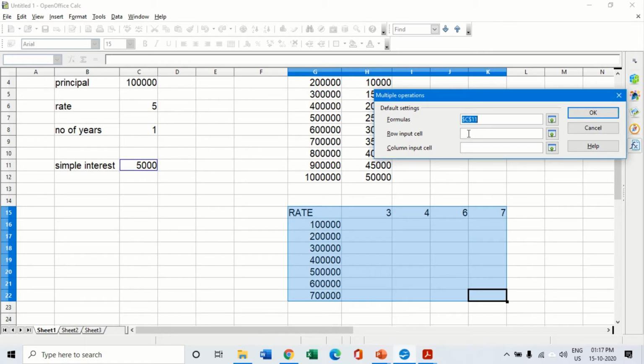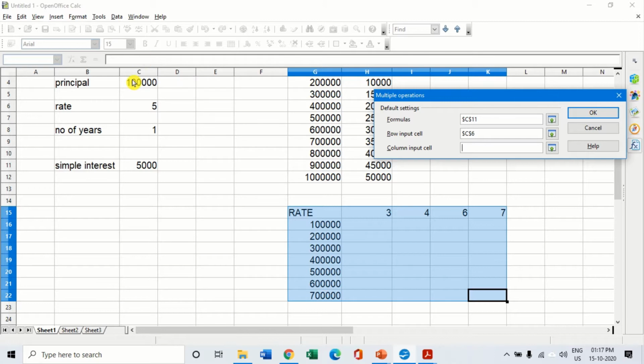Next is what is the row input. Now in the row, what is changing? In this particular row we have the different varying interest rates. So in this formula, where is the rate? Here in this cell. And in the column input, what is changing in this particular column? The different principal amounts are changing.